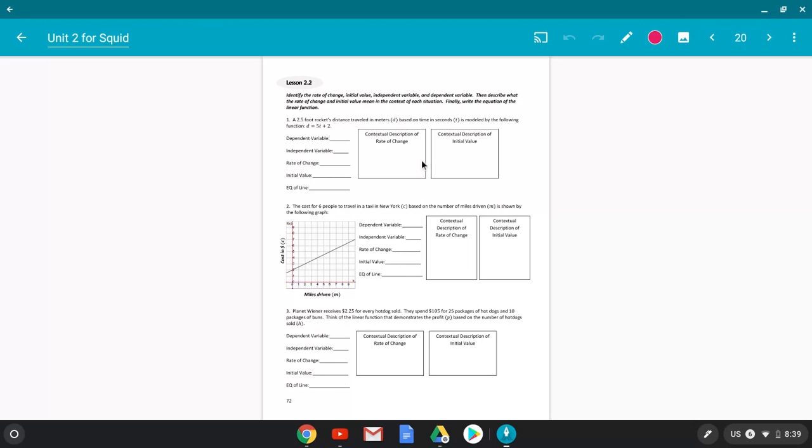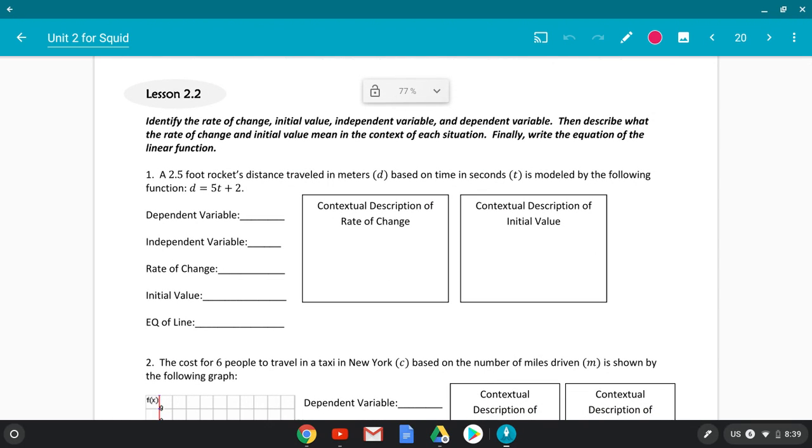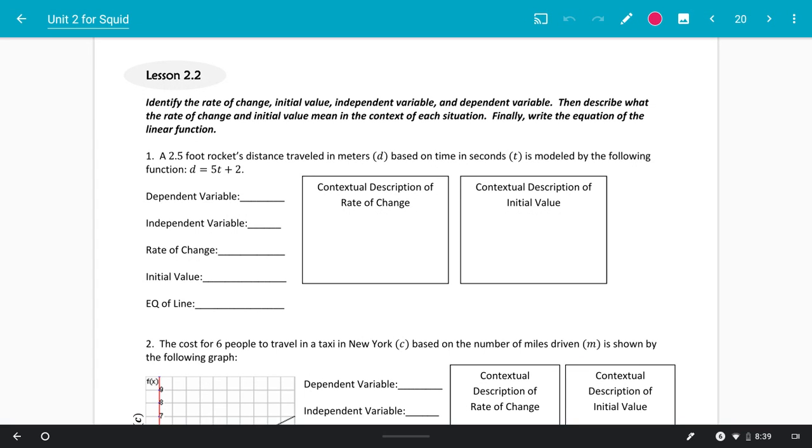So let's do number 1 together. Let's look at what we need to identify. We need to identify the rate of change, initial value, independent variable, and the dependent variable. I want to also call that input and output. Then describe what the rate of change and initial value mean in context of the situation. Finally, write the equation. Well, it's no problem to write the equation once I know what my input and output are because I'll use y equals mx plus b. I'll use that form every time.